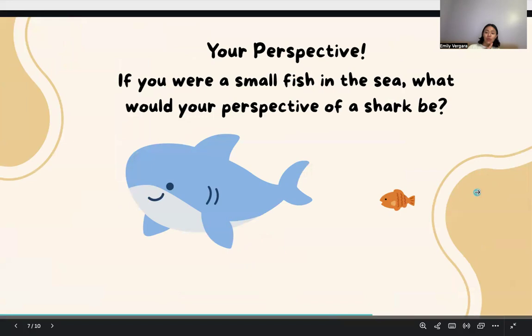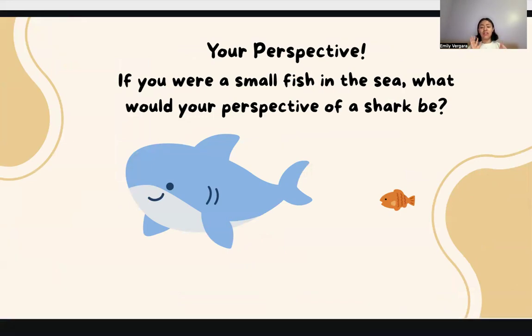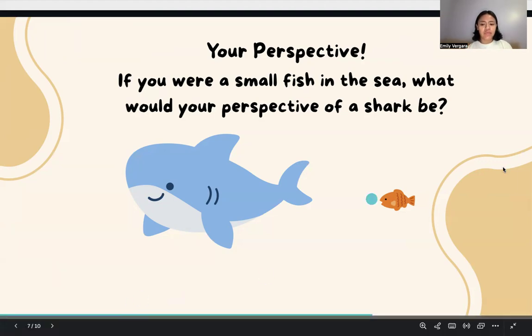Now, boys and girls, it is your turn. We are going to use our prompt and our visual aids to create this assignment. Now, our prompt is, if you were a small fish in the sea, what would your perspective of the shark be? And for my ELL students and my other students who need extra help, we are using the pictures to really describe and to see what it is we're trying to describe in our prompt. This assignment would be done in small groups on paper, and we would all share our findings.